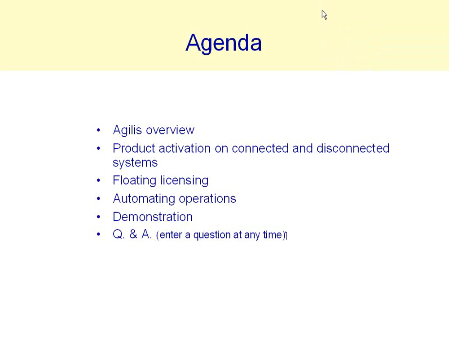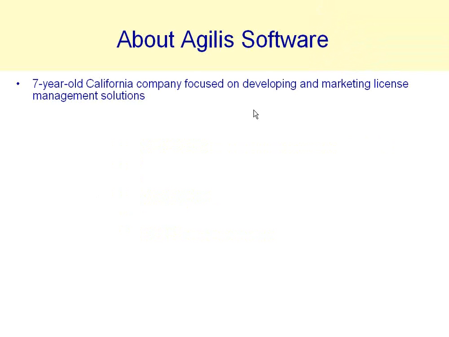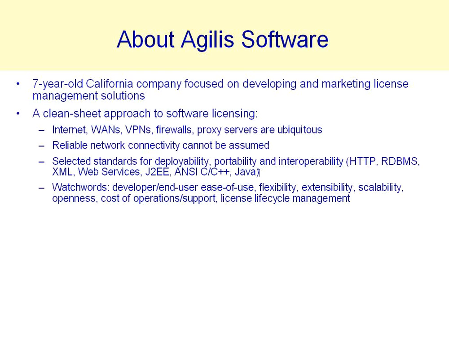So without further ado, let me tell you a little bit more about Agilys, who we are. So Agilys, we're a 7-year-old company. We're based in Santa Clara in Northern California, and our entire focus is on license management solutions. That's what we do. And a valid question to ask is, so what do you bring to the party? What does Agilys bring to this market?